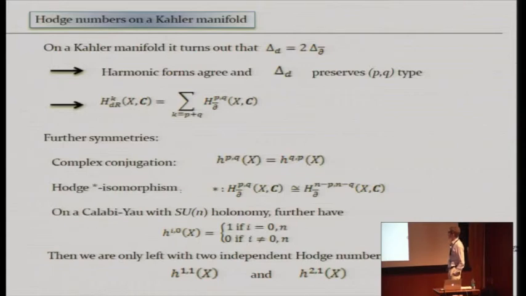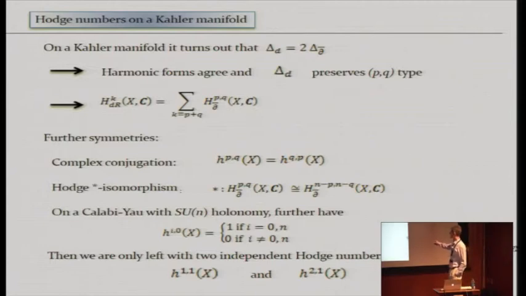There are additional symmetries on the Kähler manifold. Okay, so we have a complex conjugation symmetry, which relates (p,q) to (q,p). The Hodge star isomorphism takes (p,q) to (n-p, n-q). Here, n is the complex dimension of my manifold. So if the real dimension of the manifold is D, I take D to be 2n. Okay, so this takes (p,q) to (n-p, n-q).